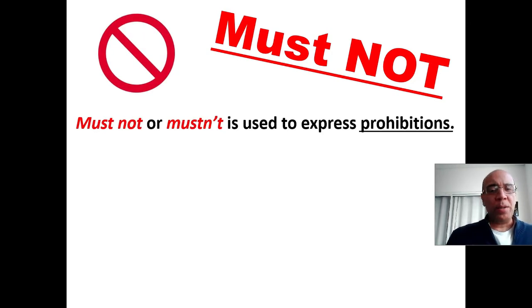Well, what about the negative form? When we study modal verbs and verb tenses, we should study the affirmative, negative, and interrogative form. The negative form of must is must not. But must not is used for prohibitions, okay? We have must not, very emphatic, and mustn't, not so emphatic, but yet a prohibition.